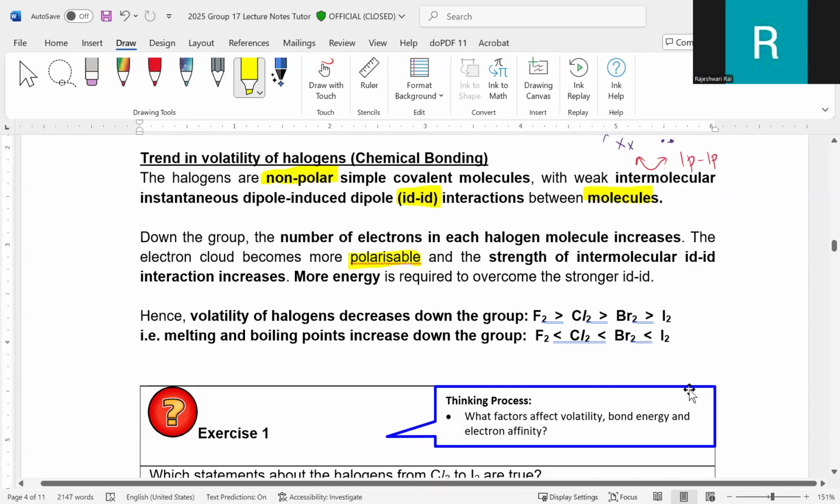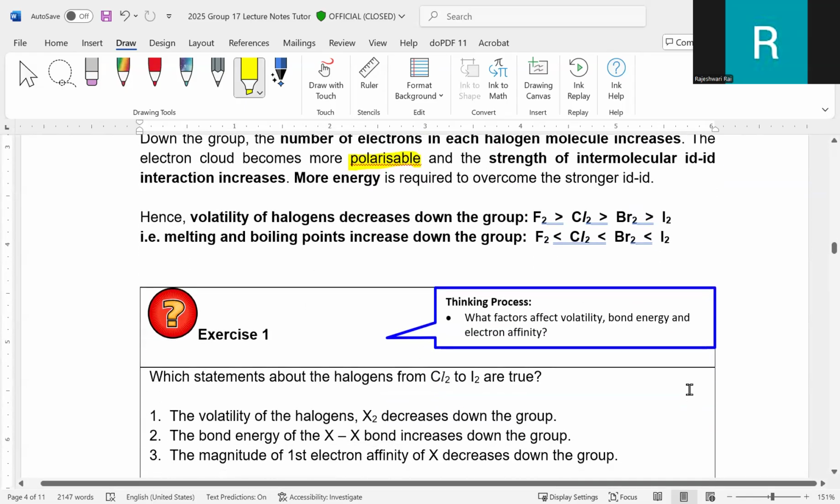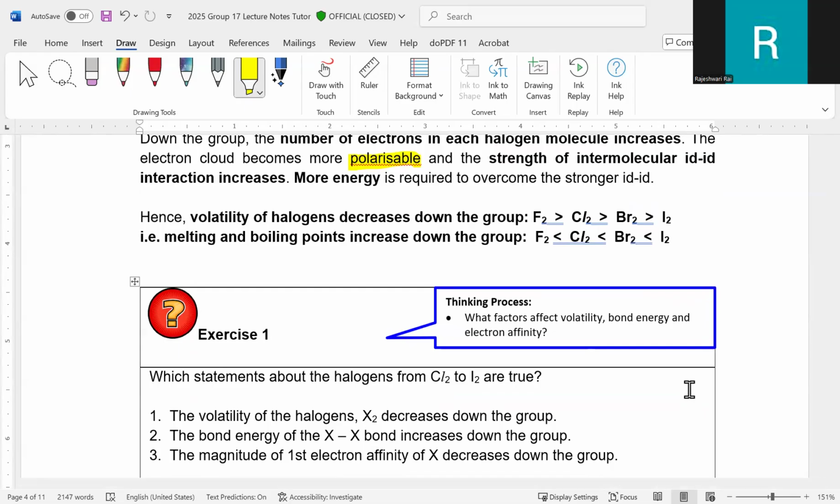So this is similar to tutorial question 1. You may want to pause this video and go ahead and try tutorial question 1 to see if you can do it now. So exercise 1, they want to know what statements about the halogens from chlorine to iodine is true. So the volatility decreases down the group. So we know that volatility will change with boiling point. The boiling point is increasing down the group. Consequently, the volatility will be decreasing.